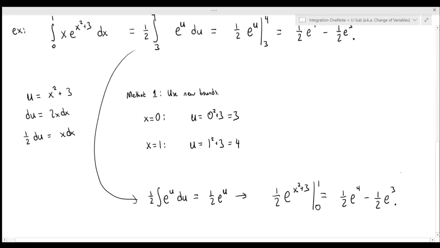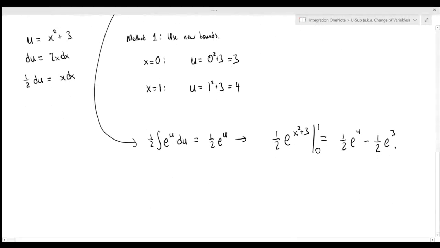Now, regarding whether you could simplify this answer, you can simplify a bit. So yes, you can factor out a 1/2. You could also factor out an e cubed from both terms. That will leave us with an e in the first term and then just minus 1 in the second. So you could factor it like that.